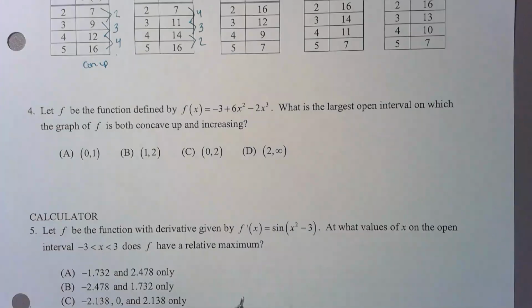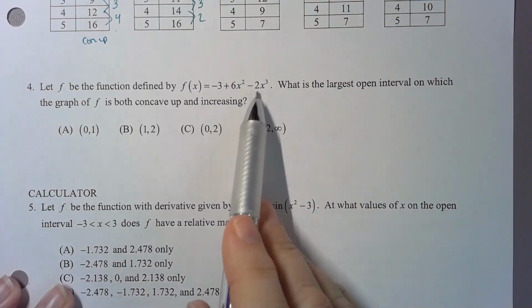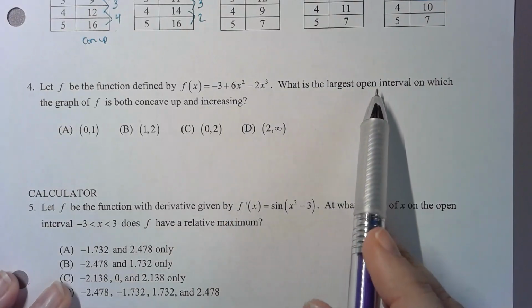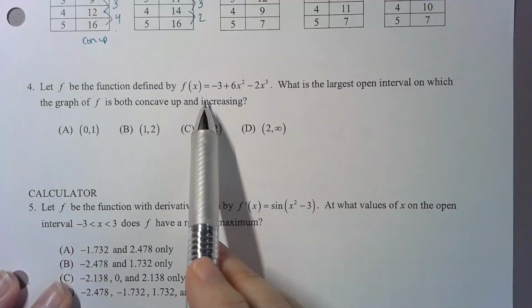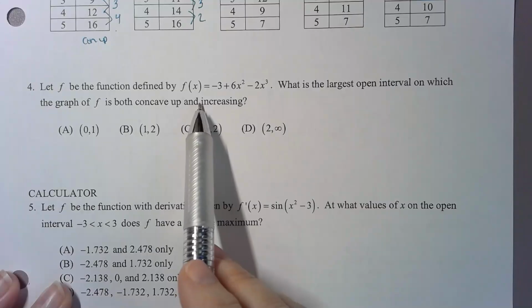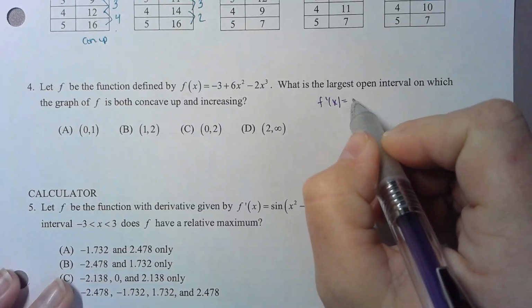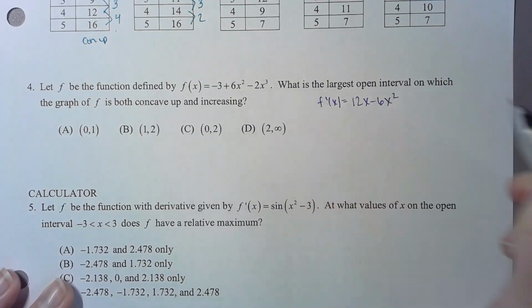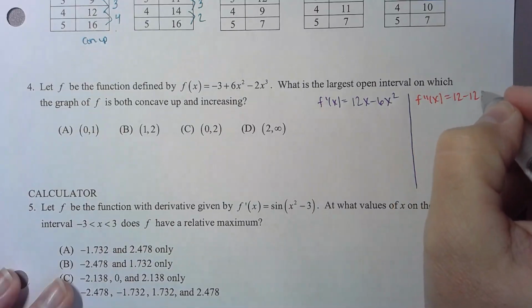All right, so question 4 kind of combines questions 1 and 2 in a sense. They're asking me to take this, gosh, it's another cubic, and they want to know when this graph is both concave up and increasing. Concavity comes from the second derivative, increasing comes from the first. So let's talk about some derivatives here. f prime is 12x minus 6x squared, and f double prime is 12 minus 12x.